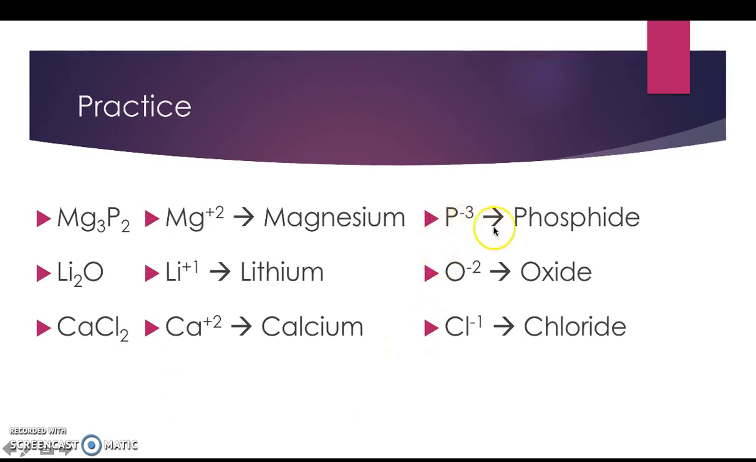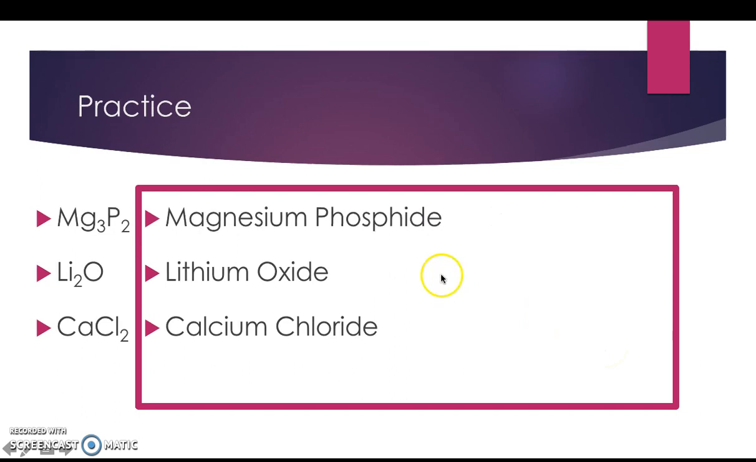We have P -3. That's phosphorus, but because it has this -3 charge, I'm going to change it to -ide. The O with the -2, we change oxygen to oxide. And then the Cl with the -1, we change chlorine to chloride. So our overall names end up being magnesium phosphide, lithium oxide, and calcium chloride.